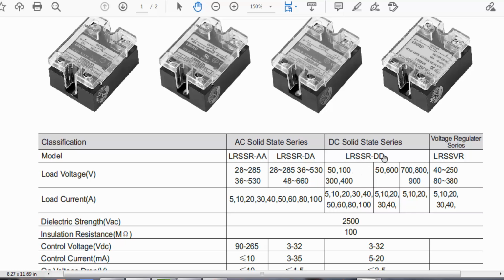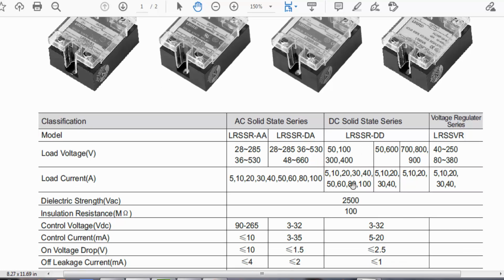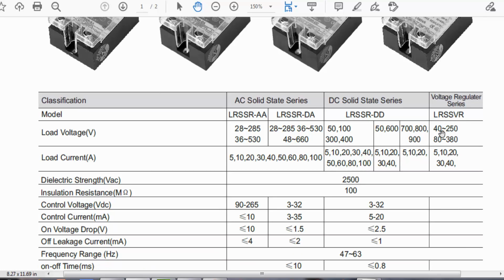And in DD, DC solid state relays, 50 volt, 100 volt, 300, 400, 500, 600, 700, 800, different ranges. And then we have voltage regulators, LR SSVR, solid state voltage regulators. So it has load voltage and load current. Here are the current values and dielectric strength.